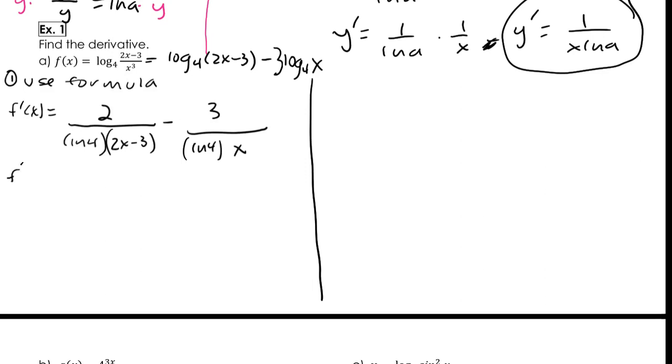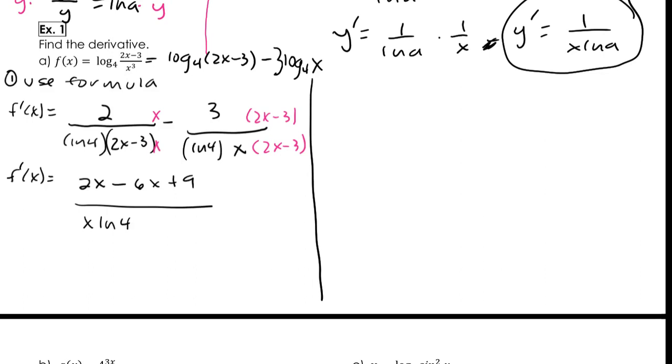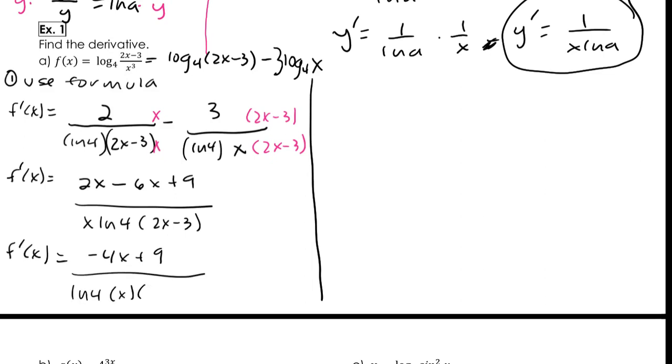Now it's just algebra. You have to get common denominators. So within the problem, I'm going to multiply this by x over x, and this other side needs a 2x minus 3 over 2x minus 3. So now my numerator is going to be 2x minus 6x plus 9, all over x natural log of 4 times 2x minus 3. Okay, so that's using the formula. We actually have to rewrite the top and combine some like terms.